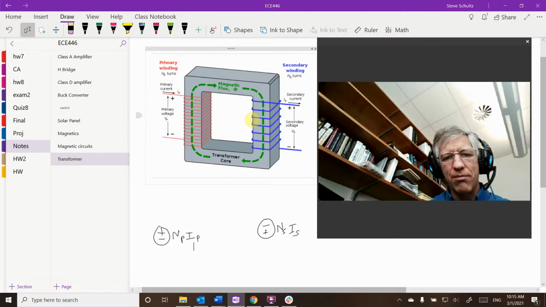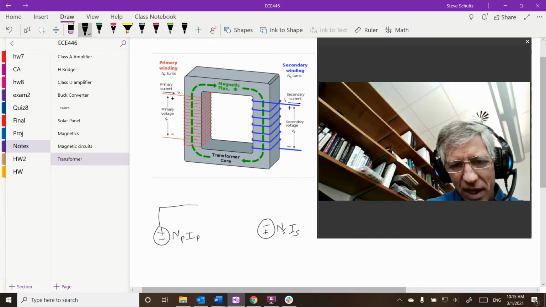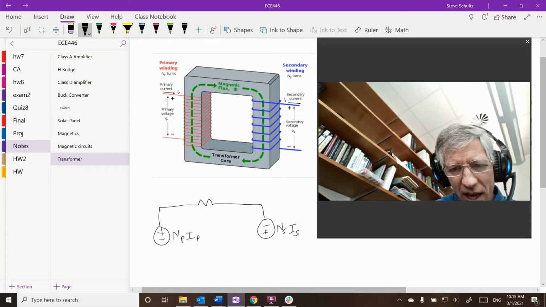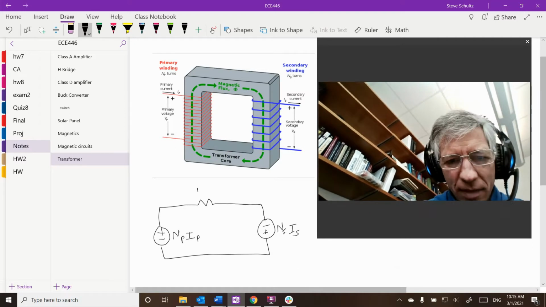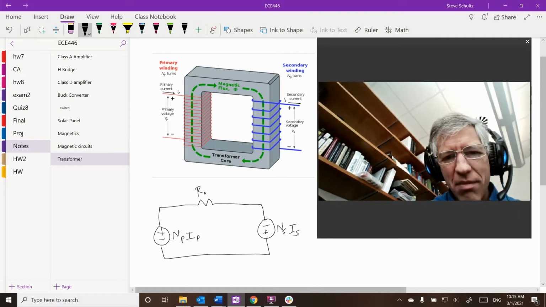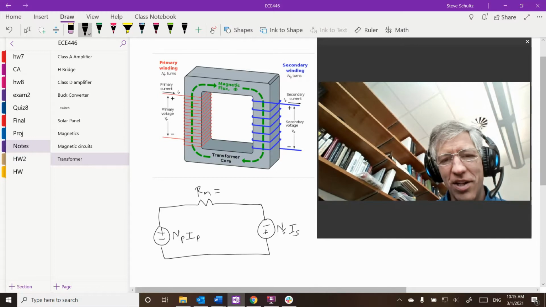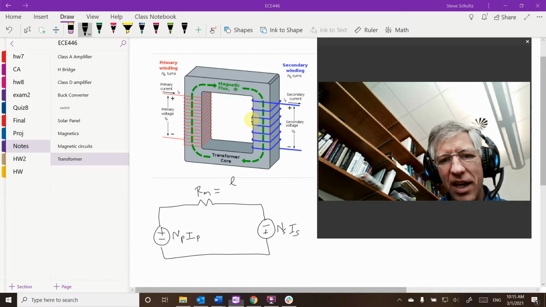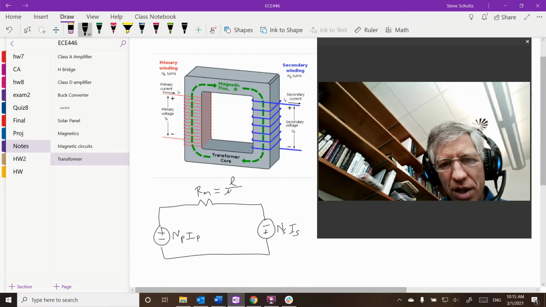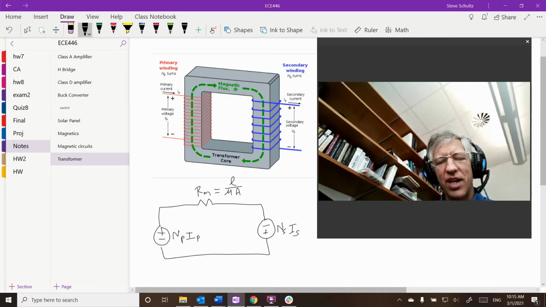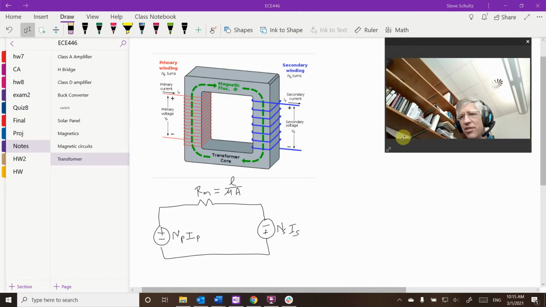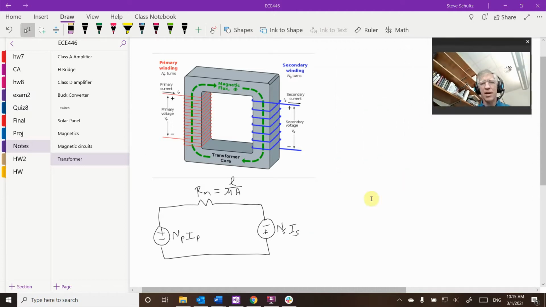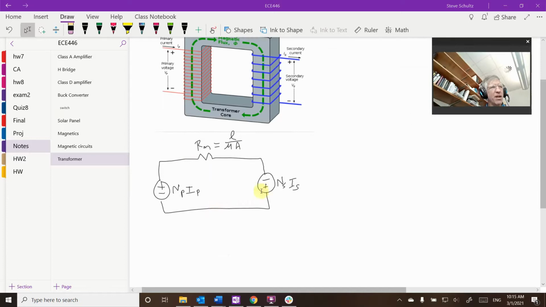Now we have this material going around, and that's going to create my reluctance. I'm going to have a reluctance like that, which is my magnetizing inductance, as they call it. It is going to be equal to the total length of my magnetic core divided by mu times the cross-sectional area of my core. Now we can make my picture a little smaller so that we can see better. Here is my magnetic circuit.